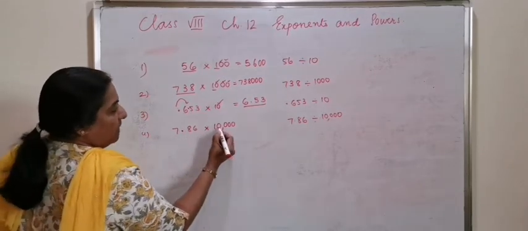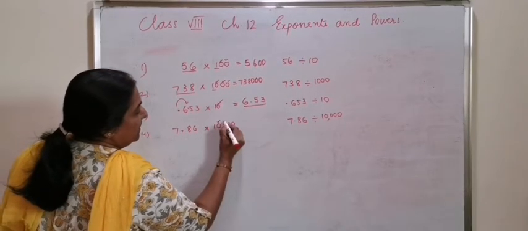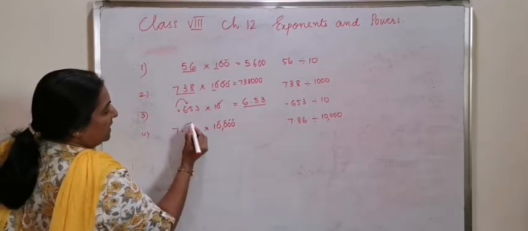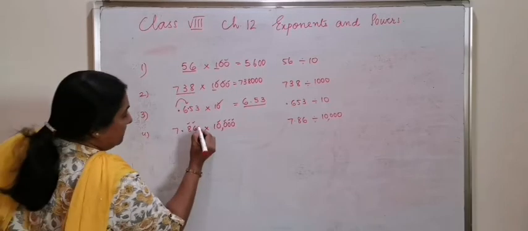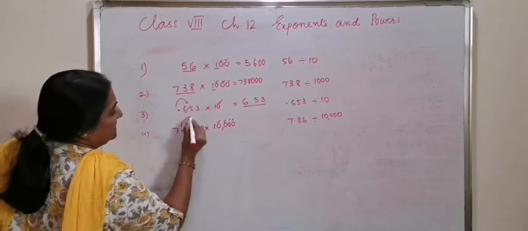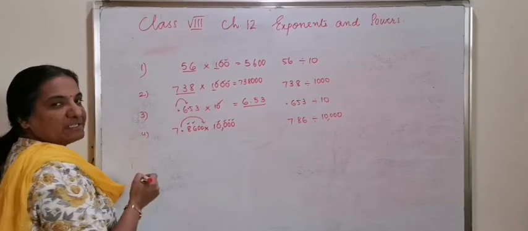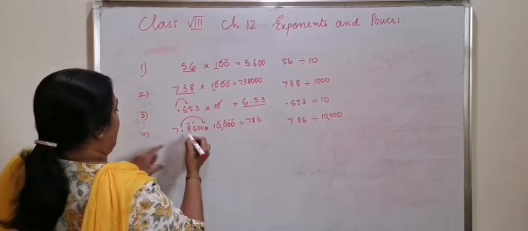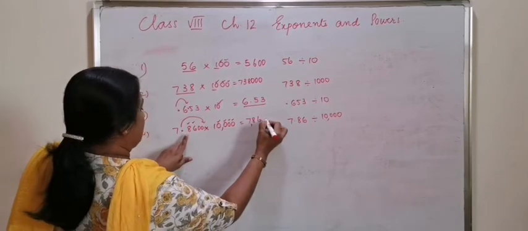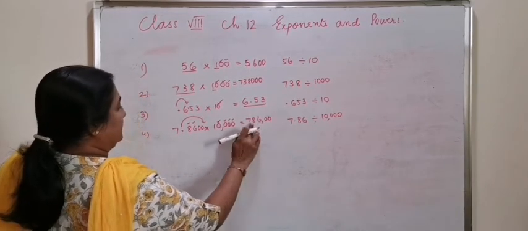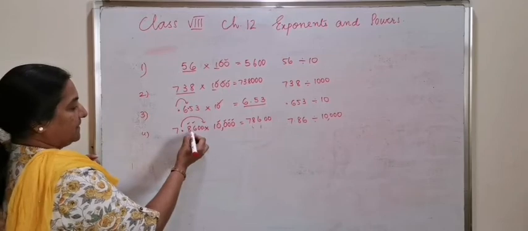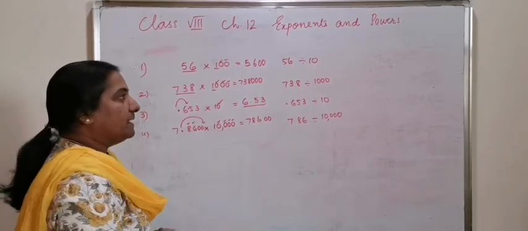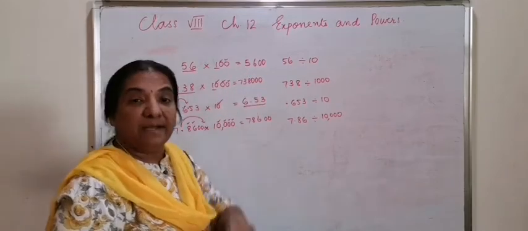Similarly, if there are 1, 2, 3, 4 zeros, the decimal place will have to shift 1, 2, 3, 4. That means the decimal place will shift 4 places to the right, and it is 78,600. Now, similarly, how do you divide?